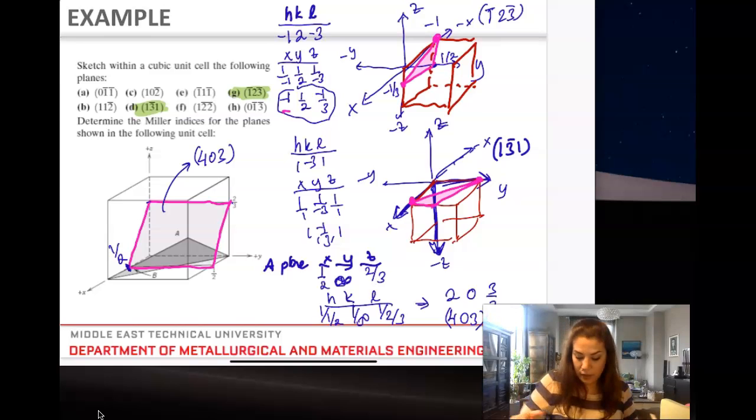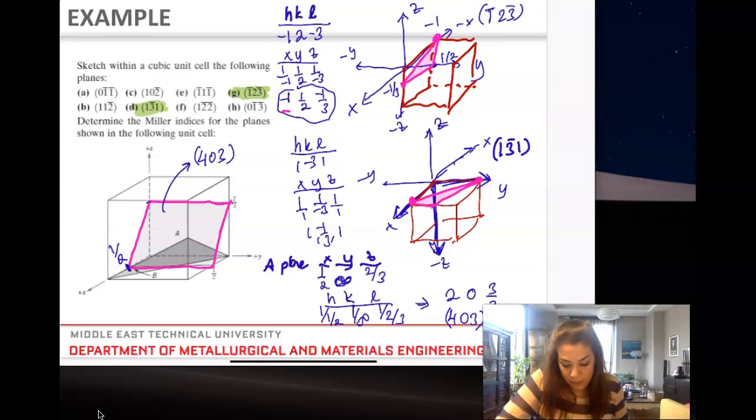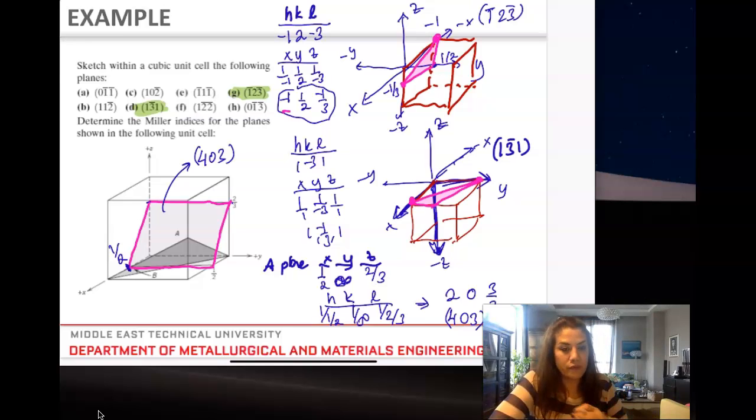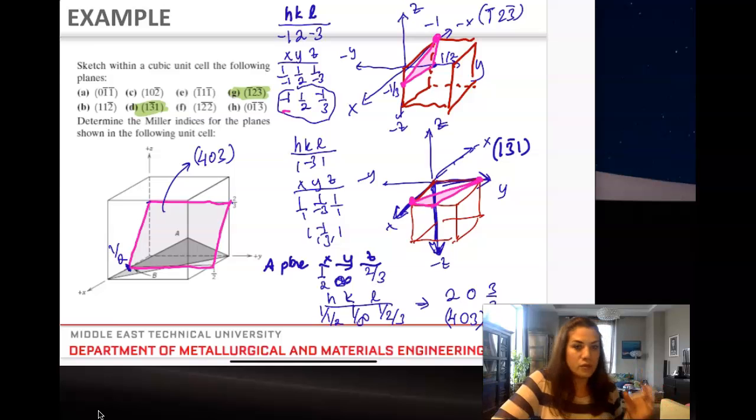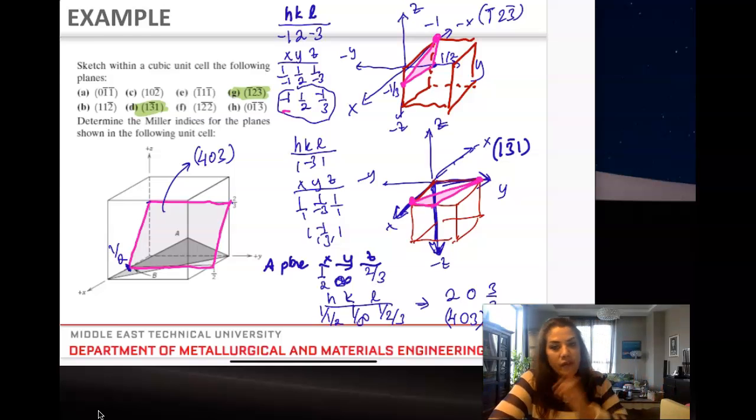All right, so that's pretty much it. I mean, finding the Miller indices, or from the Miller indices finding the plane, works like this.